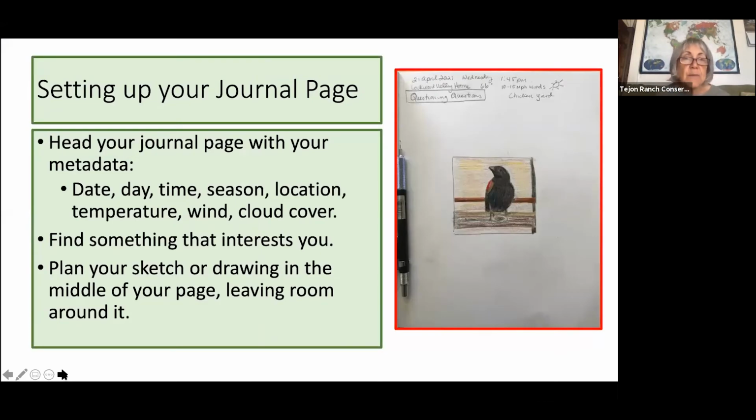So let's talk about setting up your journal. And while I'm talking, you can start setting up your heading, that metadata, which includes the day, the date, the time, the season, your location, the habitat, the temperature, the wind miles per hour, and the cloud cover, percentage of cloud cover. Then find something that's interesting to you and plan to sketch that thing as you're observing it. Put it right in the middle of your paper. Leave all this space around here for all of the writing work that we're about to do.